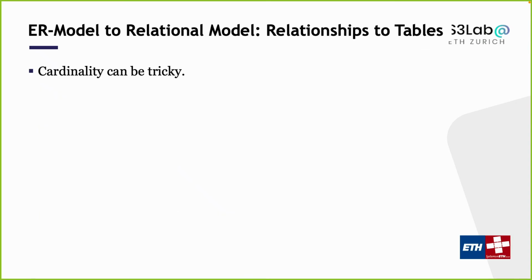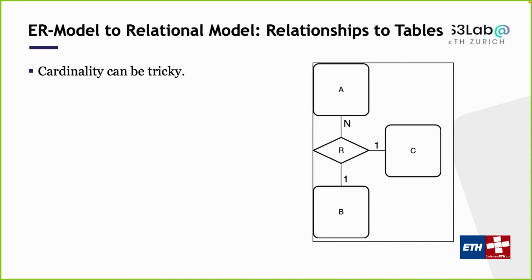Again, the same statement: cardinality can be tricky, because we have another example. Now let's look at this example, okay? We have three entity sets, A, B, and C, and we have one relationship connecting these three. And we have the cardinality constraint looking like this, right? You have 1 for B, 1 for C, and N for A.